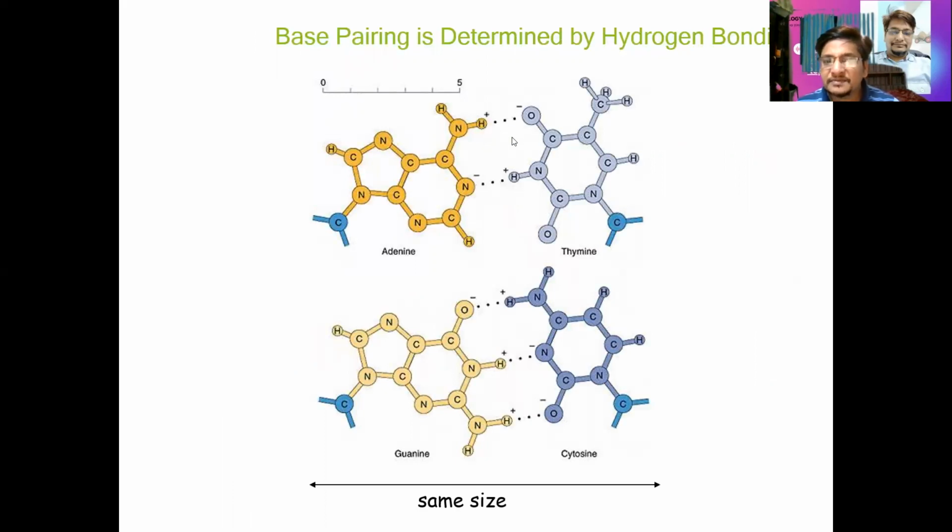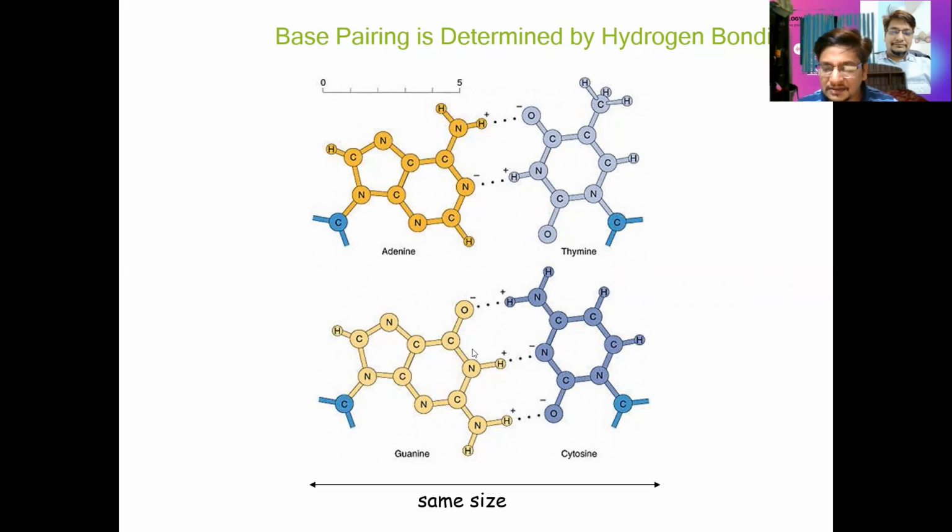And base pairing is basically formed. If you look at over here, the adenine is going to be the hydrogen provider over here, and the oxygen is present on the thymine, whereas nitrogen is on this side and hydrogen is provided by the thymine. This is how it is going to be. So one hydrogen, the proton, is provided by the adenine, another is from the thymine.